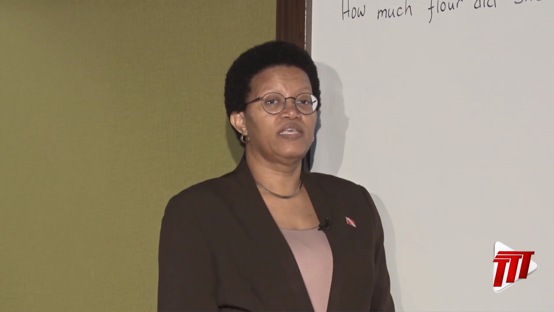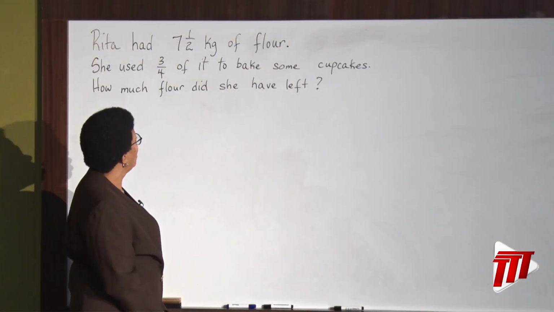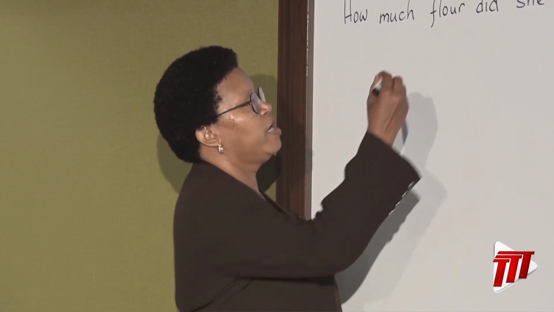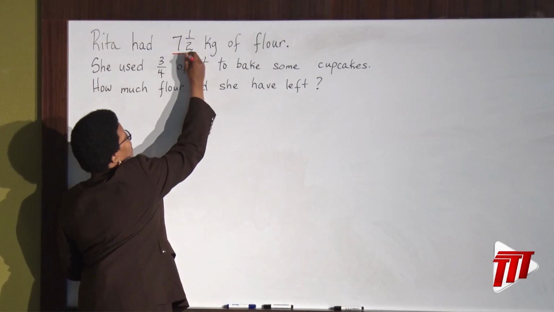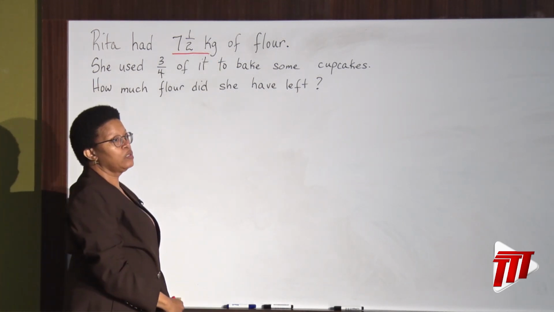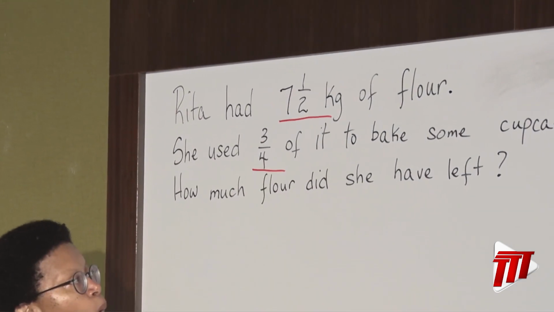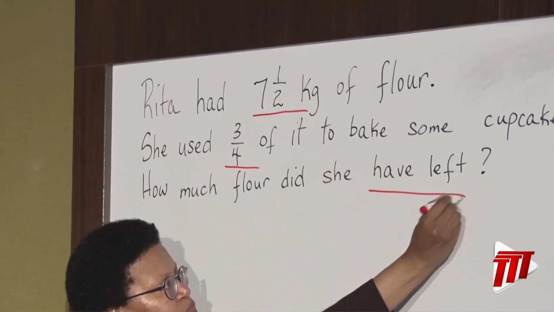We used the area model earlier to solve the problem. Now, let's work it on the board. What is it we're looking for? We see that there are 7.5 kilograms of flour. And we know Rita used 3/4 of the amount. We want to know how much she had left.